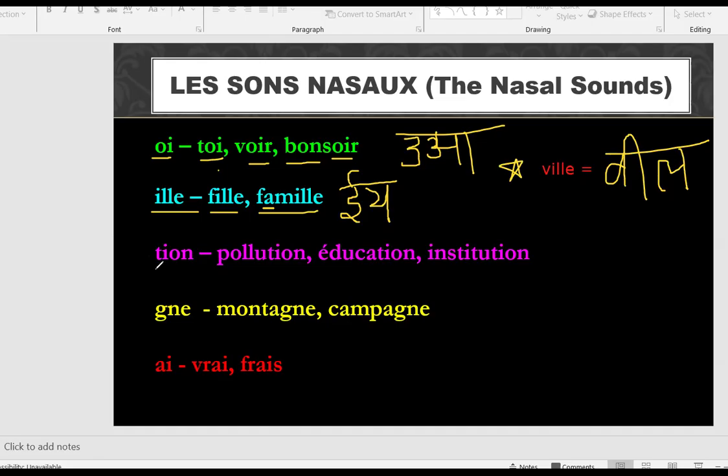Okay, the next combination is TION. The sound of this is sio, a small e, y and o and a dot. Now it is a long word. How will you read the word? Pollution. Okay, pollution. All right, next word, break it.